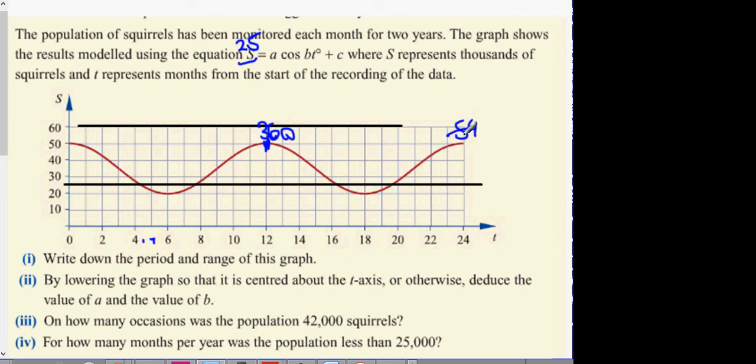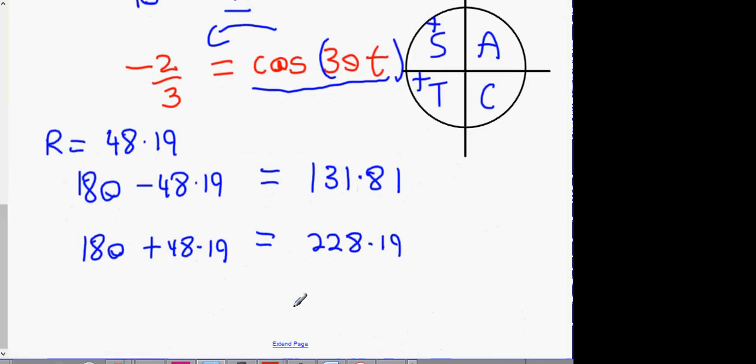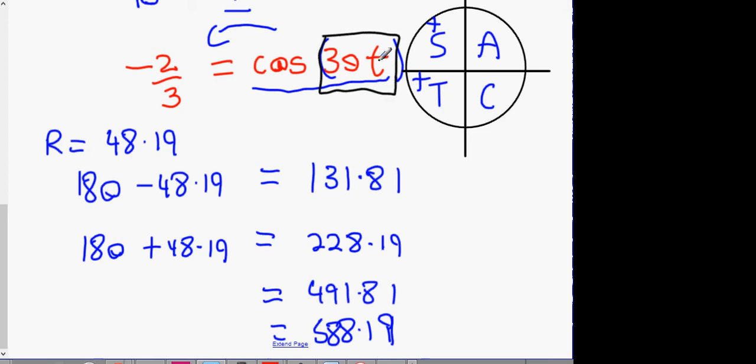So I'm just going to get two more values to go with that. Where are my two other values? Add on 360: 131.81 plus 360 is 491.81. And 228.19 plus 360 is 588.19. Now guys, here's the trick. All these angles have to be equal to what? 30t. Divide each of these by 30 because they all equal 30t.